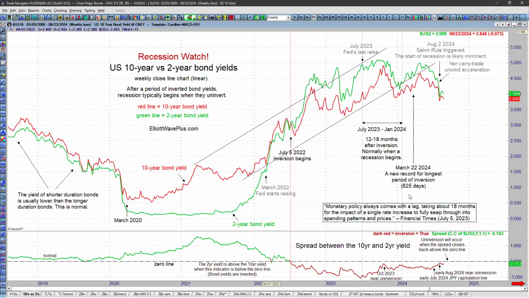This particular period of inversion broke a record in March of 2024 as the longest period of bond inversions on record.